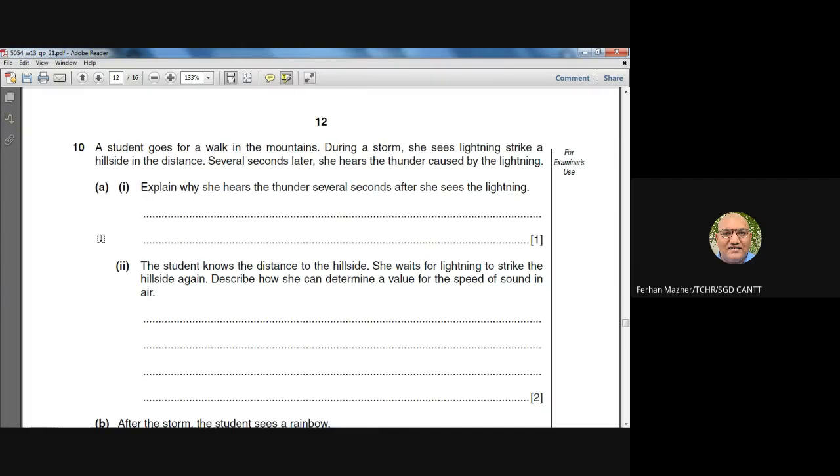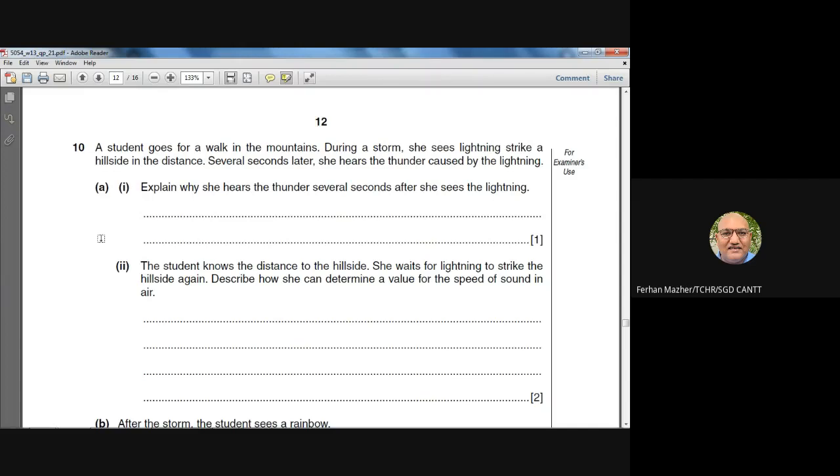You see, the thunder and the lightning are produced at the same time, but they are happening at a distance. We believe the speed of light is very fast, and the flash of that light will reach the observer immediately, because the speed of light is 3 x 10^8 meters per second. Very, very fast, beyond your imagination. So the light will reach him immediately.